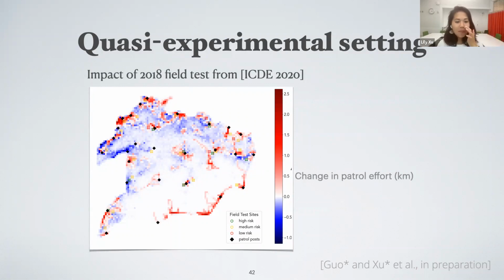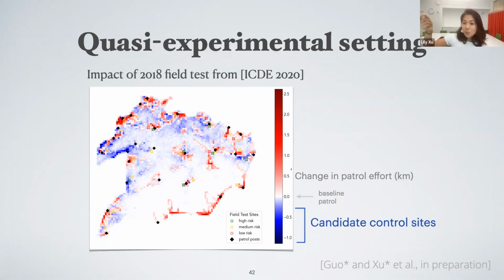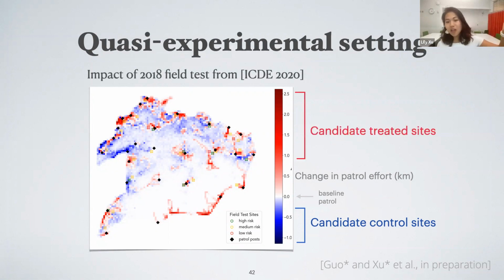So visualized in this map, we have the change in patrol effort, where 0, this white area, is areas that were patrolled as expected, at whatever baseline levels. So then we can use this to simulate a randomized control trial, where all the areas during the shock period that were patrolled less, we consider to be candidate control sites, and all the sites that were patrolled a lot more, we consider to be candidate treated sites.